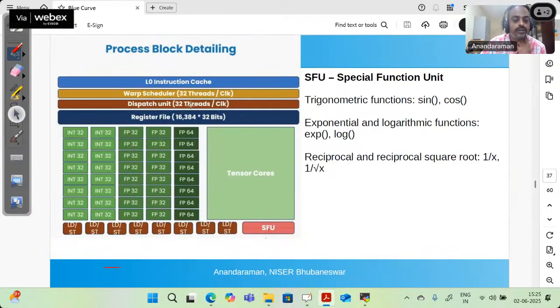Again, this is the process block in detail. Then SFUs, special function units, are there. Apart from matrix operations, trigonometric functions, exponentials and reciprocals can be done by the SFU. Tensor operations can be done by the tensor core. So for every operation, special hardware is there.